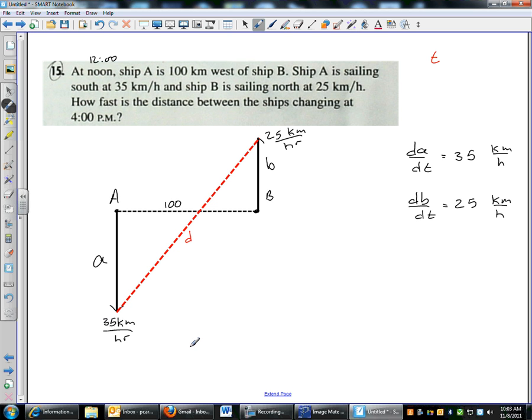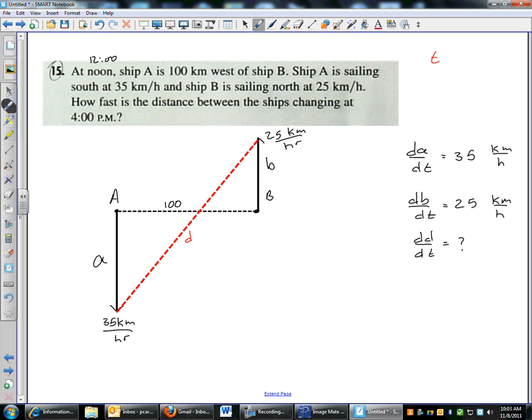What are we looking for? We're looking for dD dt, the rate that the distance between them is changing. So we're looking for that. The rate that the distance is changing. That equals something.